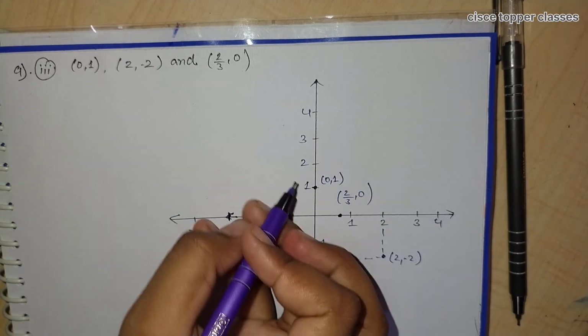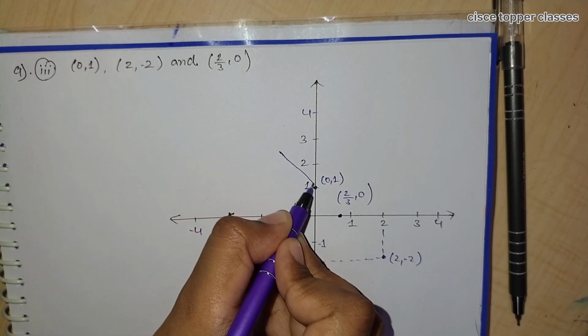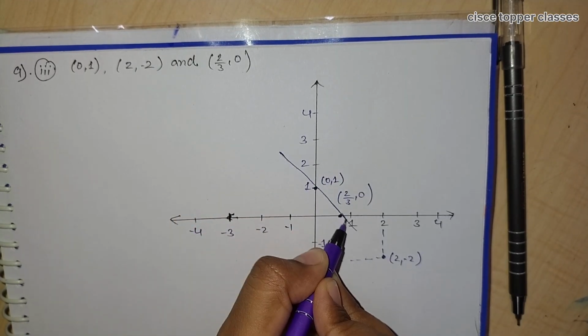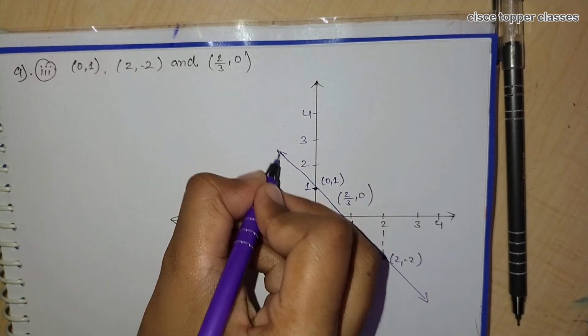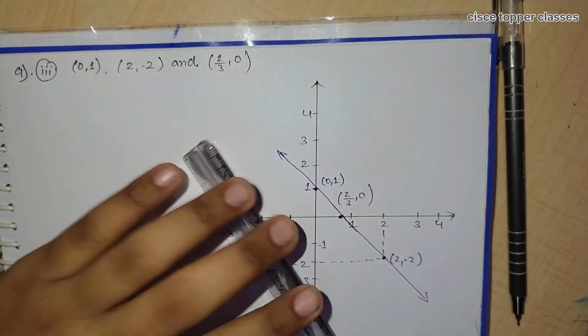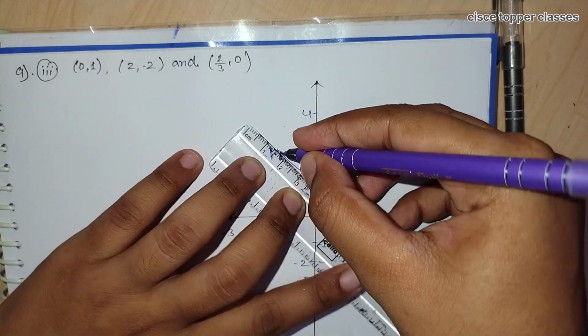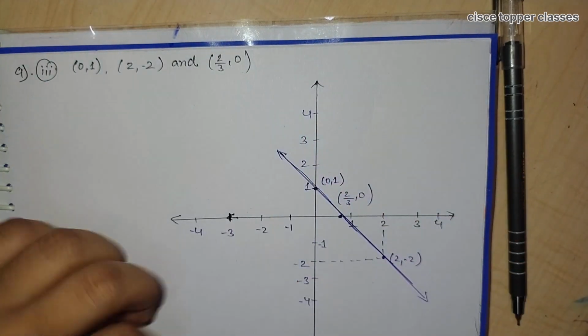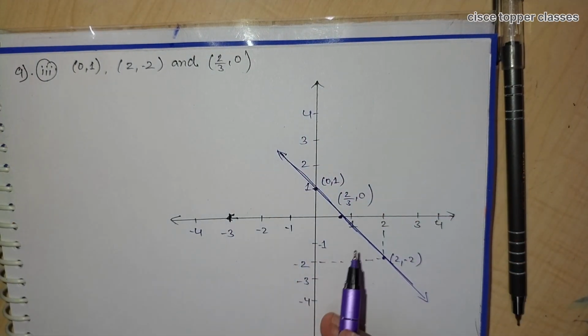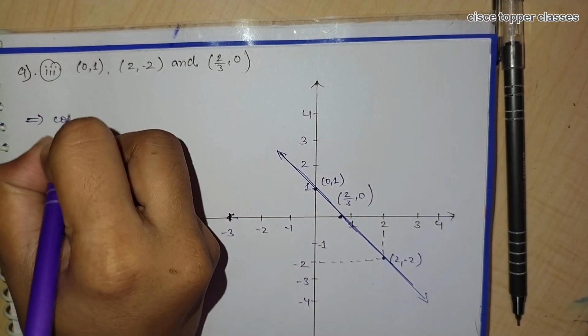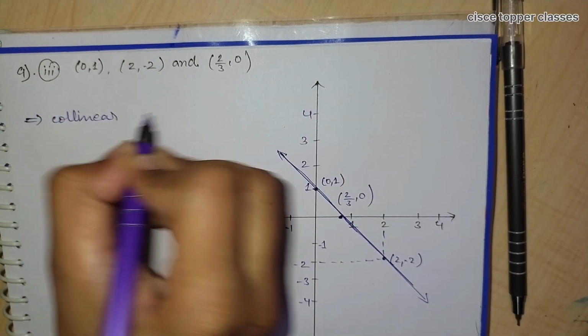And if we draw a straight line from here, we will get all these points on a line. So these points are collinear. If we draw a straight line here, we will get all the points on the line. So let this be the straight line here. So this is the solution of question number 9, third part. These 3 points are collinear in this question.